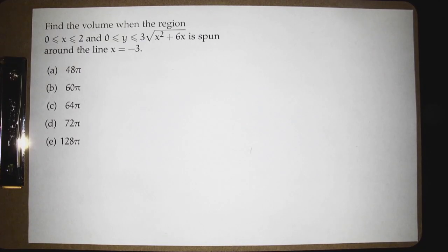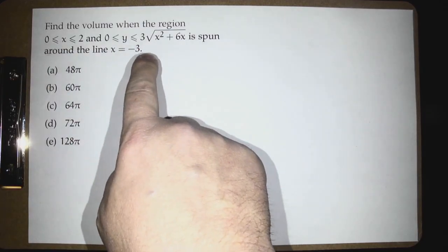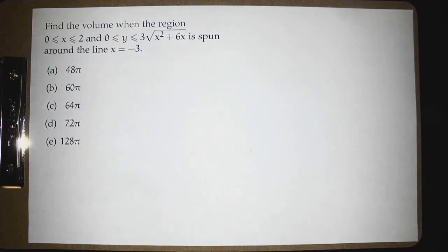Find the volume when the region x goes 0 to 2 and y goes from 0 to 3 root x squared plus 6x is spun around the line x equals -3. There are some options: 48 pi, 60 pi, 64 pi, 72 pi, 128 pi.